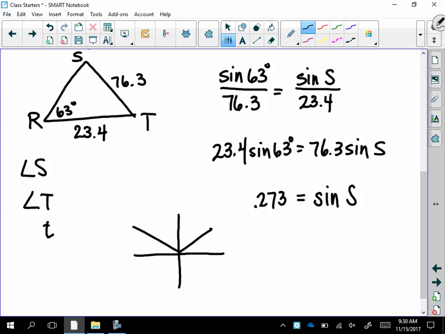Now go ahead and put in inverse sine of 0.273 on your calculator. It tells you 15.856. I got 8.42. Well, it depends on whether you use the full decimal or you round it. Who used the full decimal? If you use the full decimal, not just 0.273, what do you get? 8.43.